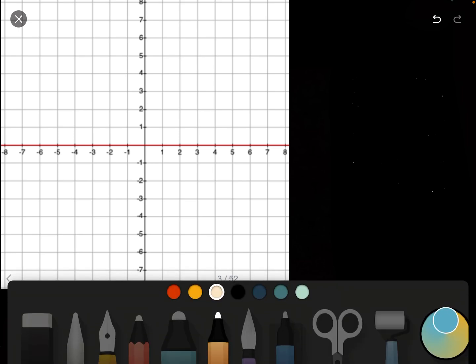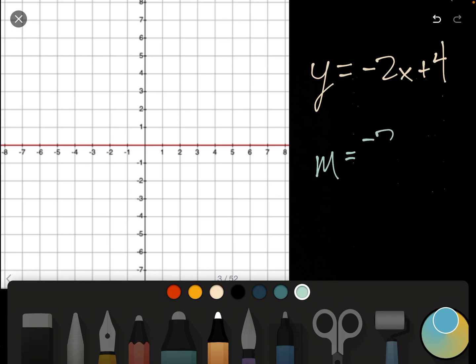Let's go with the negative slope here. y equals negative 2x plus 4. So my m, again, always take the operation in front of it with it, is negative 2, which as a fraction is negative 2 over 1. Change in y is going to be negative 2, and the change in x is going to be positive 1.